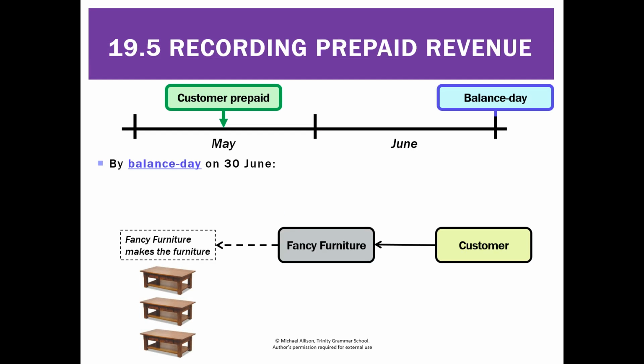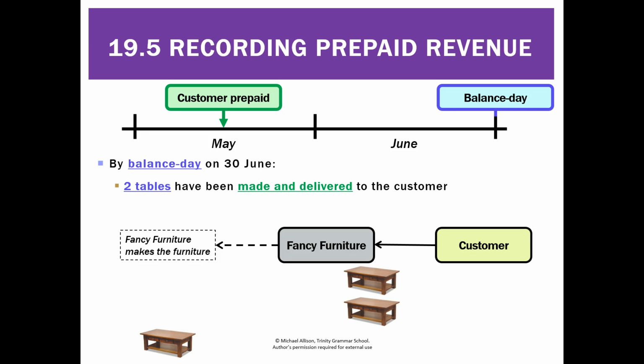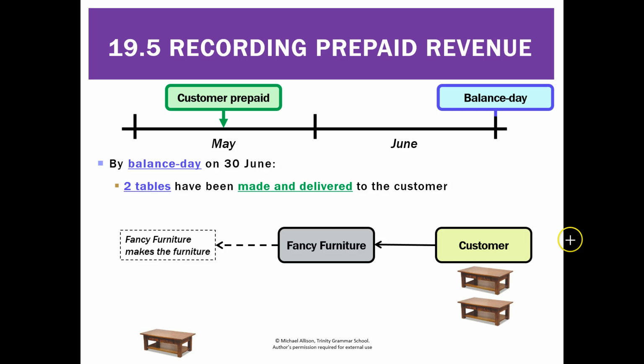So let's say on balance day, the 30th of June, we're trying to figure out our profit and figure out all of our expenses and so on. Let's say we've actually earned, we made 2 tables and earned the revenue for 2 of the tables. So they've gone to the customer. So the customer's got 2 of the tables which they paid for. We've still got 1 to make though.